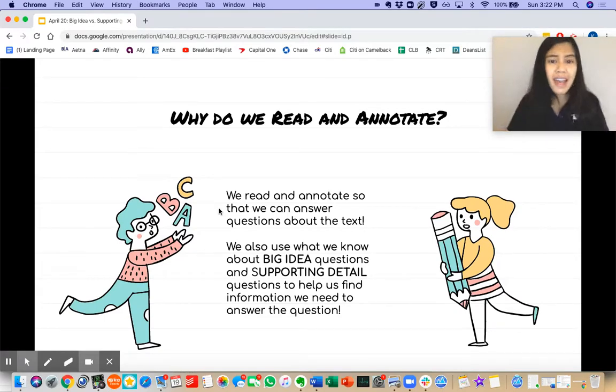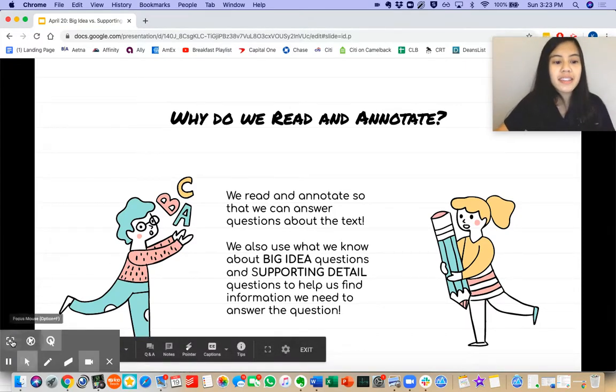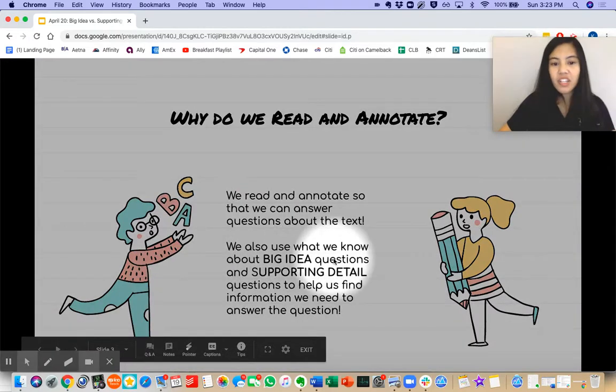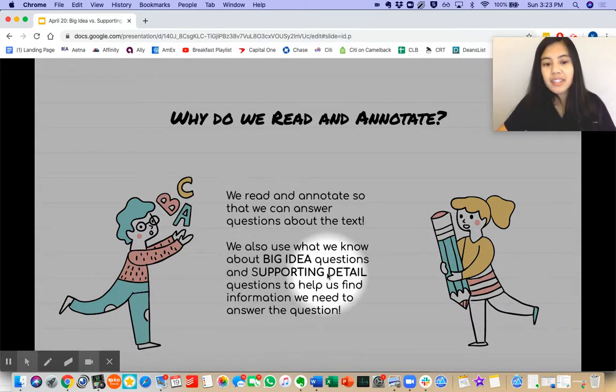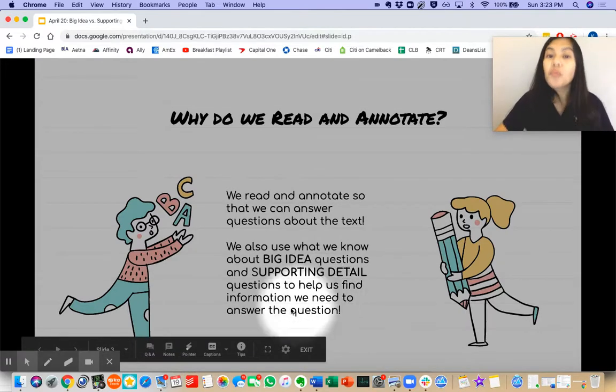Usually, when we read a text and when we're asked to in school or maybe on a test, it's usually not just to read. We often have to answer questions about what we've read. So it's important to draw out our planners, highlight our topic sentences, and think about the main idea as we read. We can use what we know from our annotations and our thinking to help us identify the difference between two types of questions: big idea questions and supporting detail questions, to help us find information we need to answer a question.